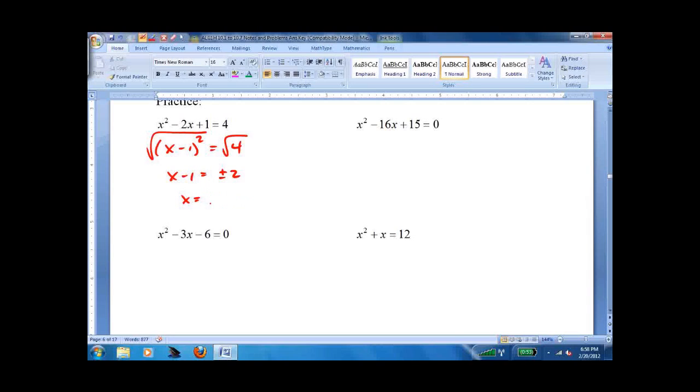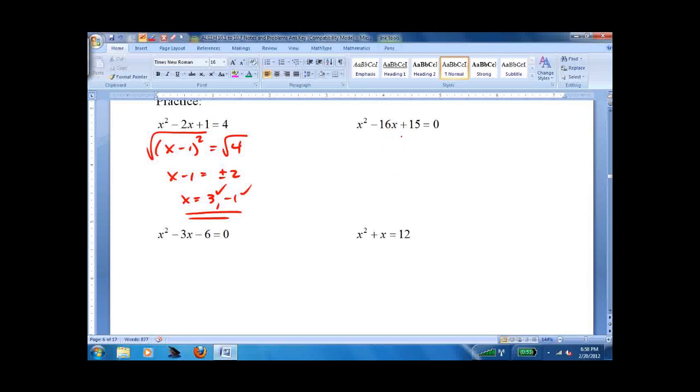So that's 2 plus 1 is 3, or negative 2 plus 1 is negative 1. We can always check these by putting them back in. I'll just try the 3. 3 squared is 9, minus 6 is 3, plus 1 is 4, so 3 works. I'm sure the negative 1 does too.